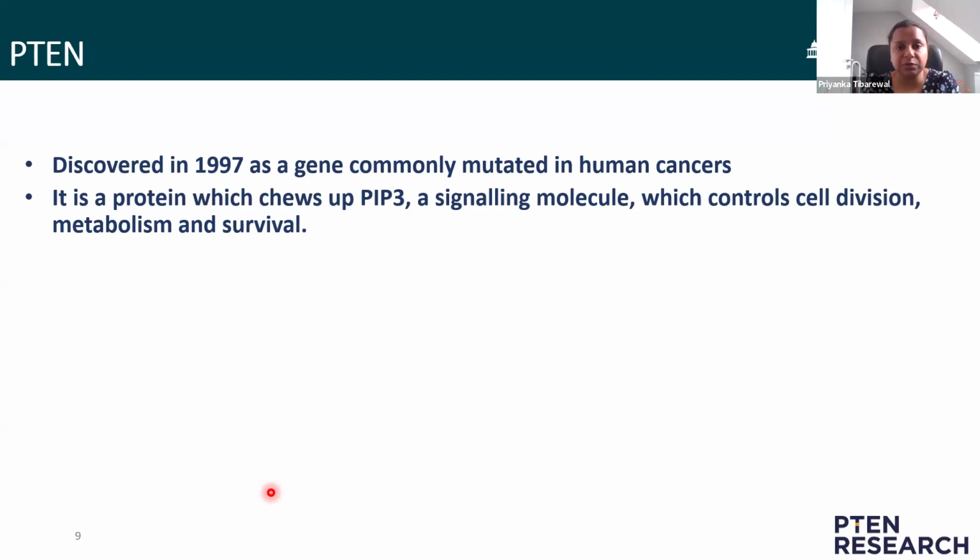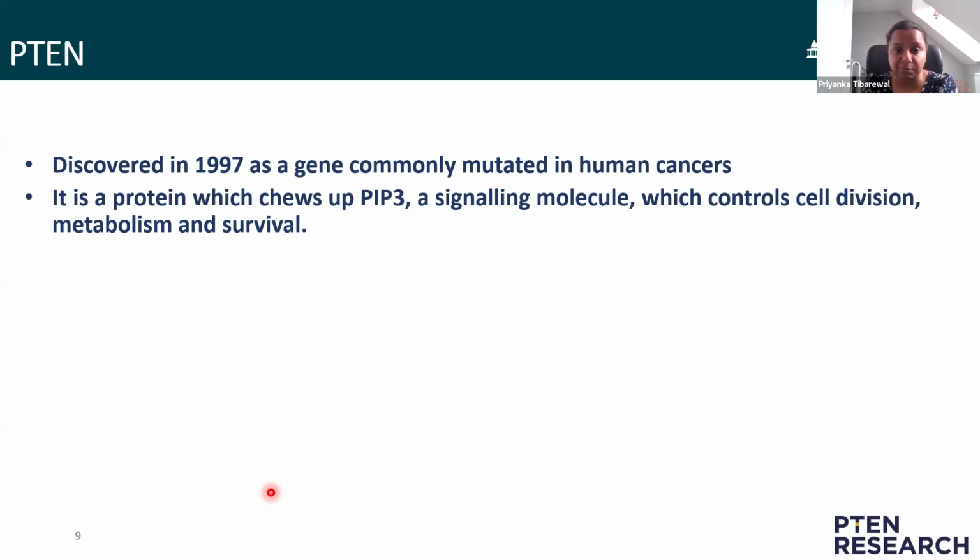So there are different ways of looking at it. PTEN stands for phosphatase and tensin homolog on chromosome 10. Some people say the 10 is from the tensin. Some people say the 10 is from the chromosome 10. But that's how it got named. And it's found on chromosome 10. And the normal function of PTEN was then discovered to be that it chews up PIP3, which is a signaling molecule. And this signaling molecule in the cell controls cell division and survival.